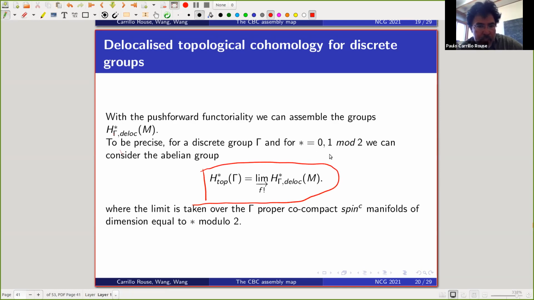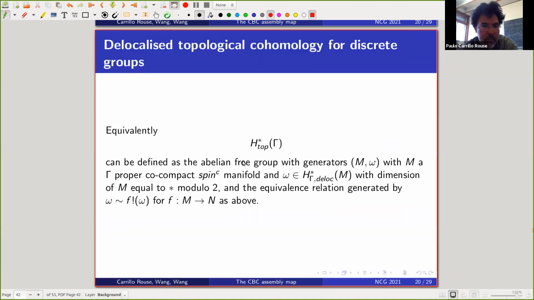And you define it, following Baum and Connes, by taking the limit. Here you have M, some spin-c manifolds, cocompact gamma proper, with the dimension equal to this star modulo 2. I just saw one of the surveys of Baum and Connes, and in the references it is marked that they were going to work out at some point the de Rham cohomology for discrete groups. So I don't know if this fits in that, but perhaps it does. At least it's constructed from the de Rham models, and it's a group, so it follows exactly the same lines proposed by Baum and Connes.